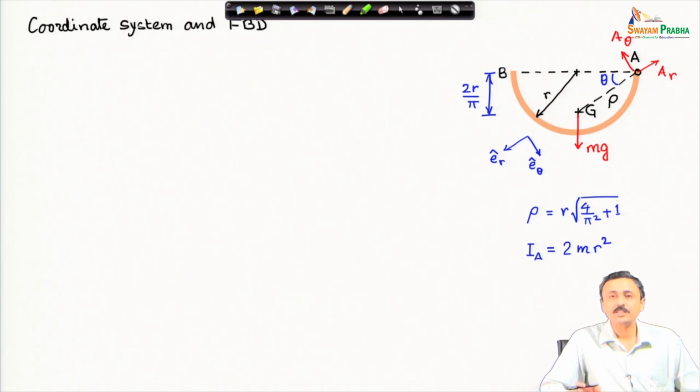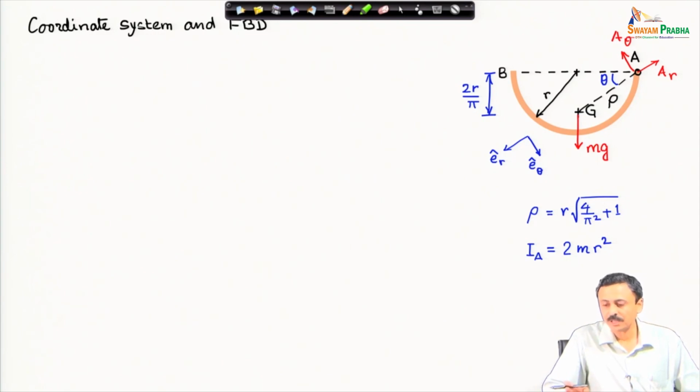We consider again the plane polar coordinates, and I have taken the coordinate system aligned in a special way, so that e_r is along this line AG. Remember, for a semicircular ring like this, the center of mass is at a distance of 2r by pi from the center of the ring. I have aligned the e_r direction along AG. A is the hinge point, G is the center of mass, and e_theta is taken in the direction of increasing theta.